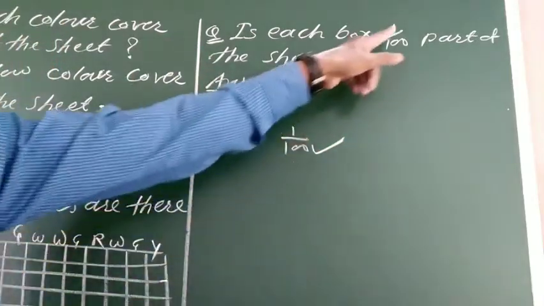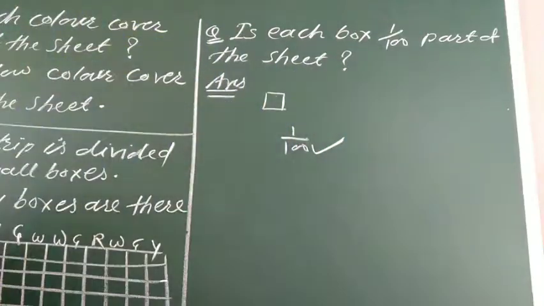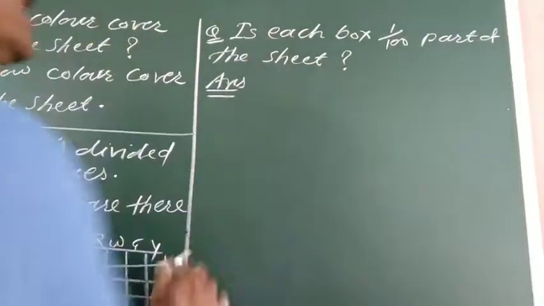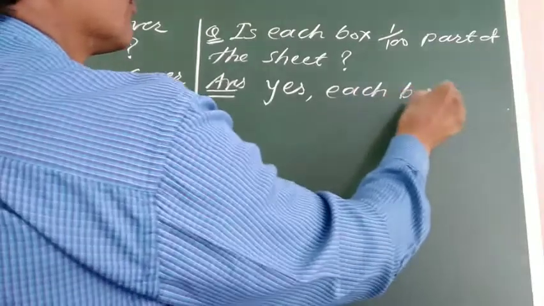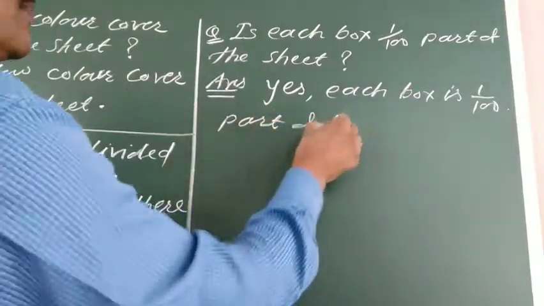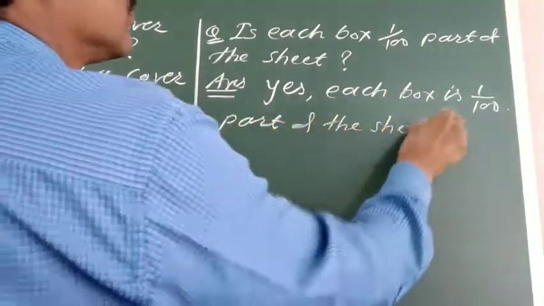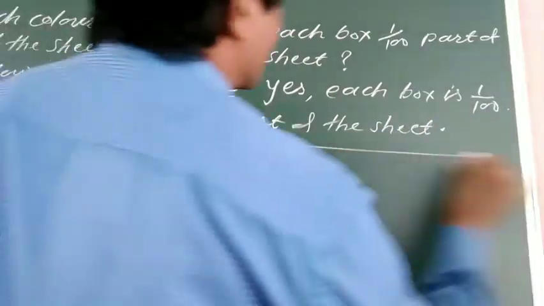So you can write here, yes, each box is 1 by 100 part of the sheet. Okay. Next one.